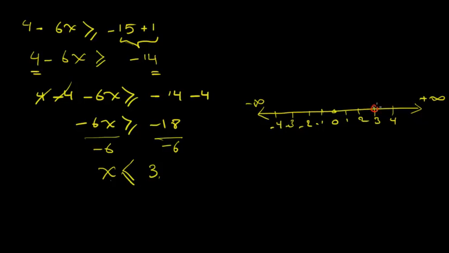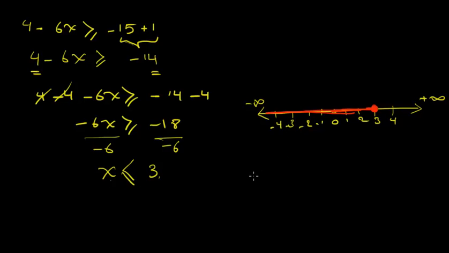So we draw our number line. We make a closed circle around 3 because it is included in this statement and it can make this statement true. So all the numbers, including 3 and less, can make this statement true.